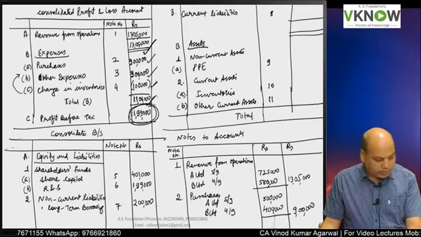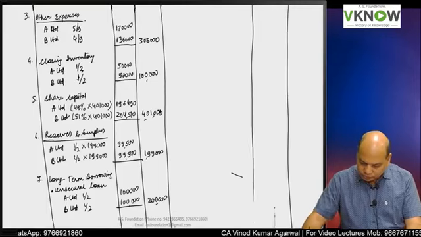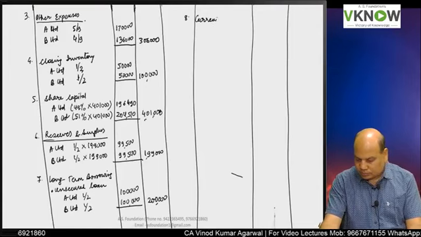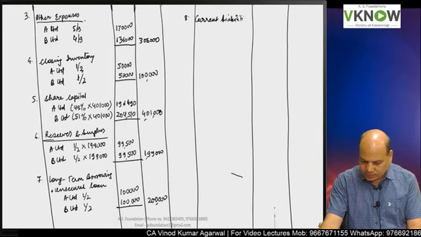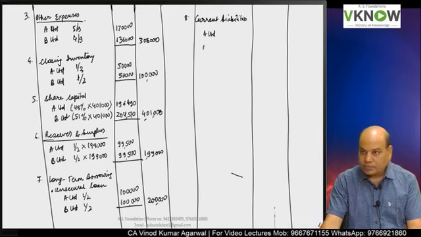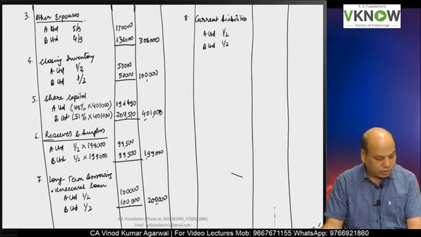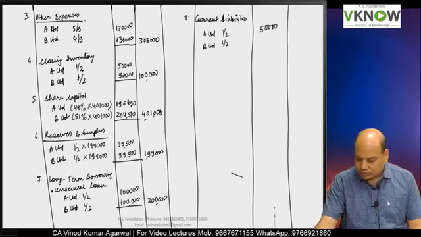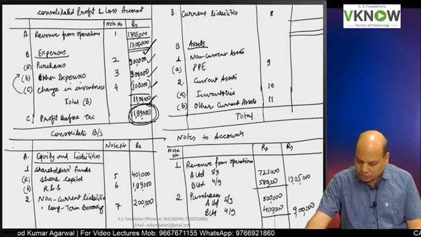Next item is note number 8, current liabilities. Under that write down A limited, B limited, 1/2, 1/2. Current liability is 1 lakh. Divide by 2. 50,000 each. That is 1 lakh. So current liabilities write down 1 lakh.